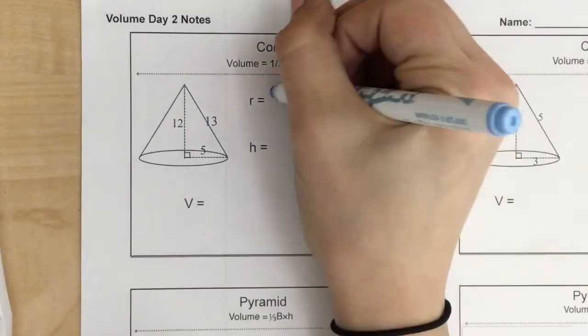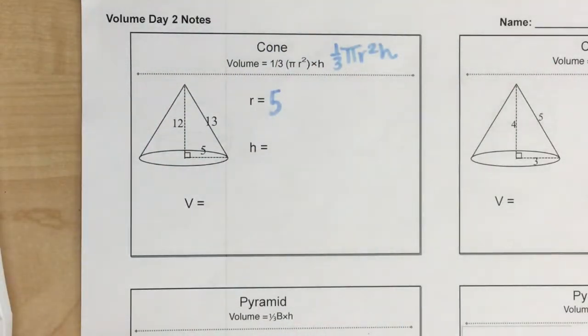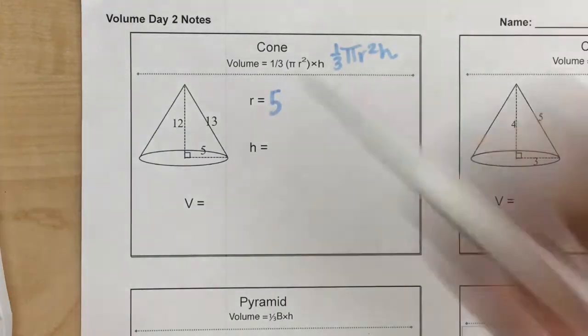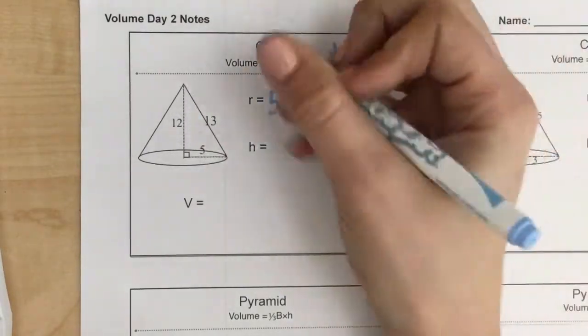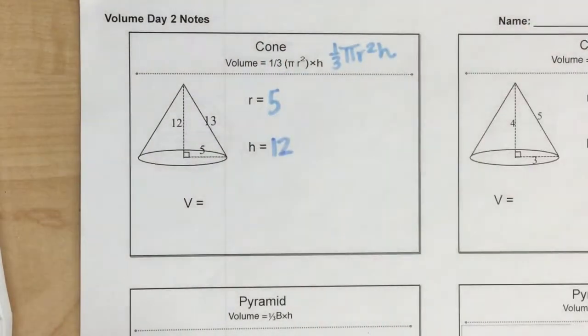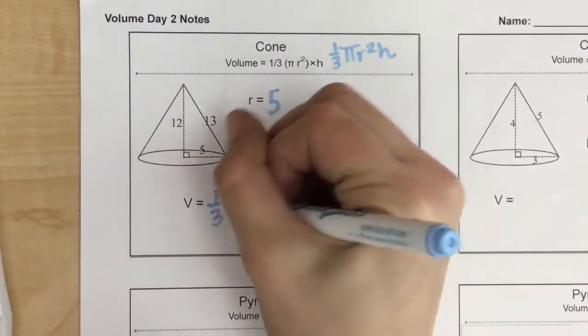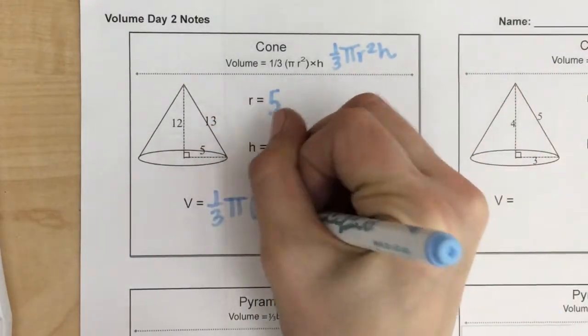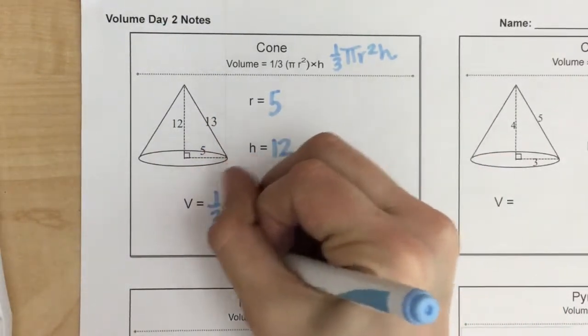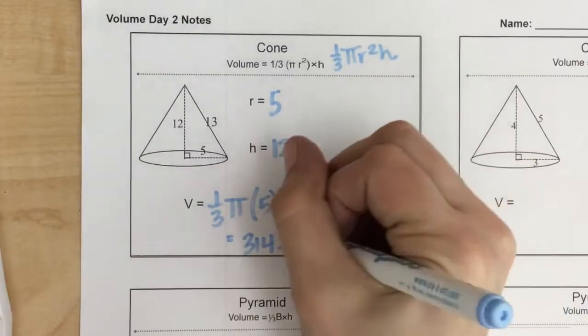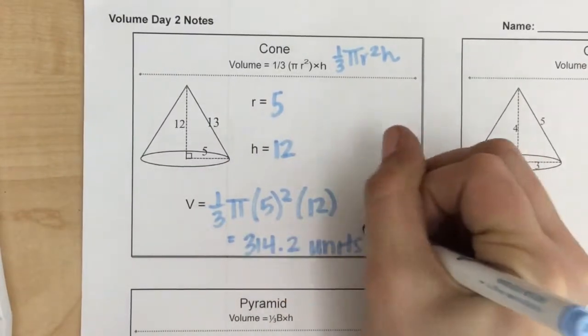Looking at my shape, my r is 5. Remember, my height has to be completely vertical. I don't want to choose the 13, that's called the slant height. I want to choose the actual height of the shape, which is 12. So then I have 1/3 pi r squared h. Just be careful, make sure you don't forget about that fraction 1/3 in the front. That's really easy to forget about. And we get 314.2 units cubed.